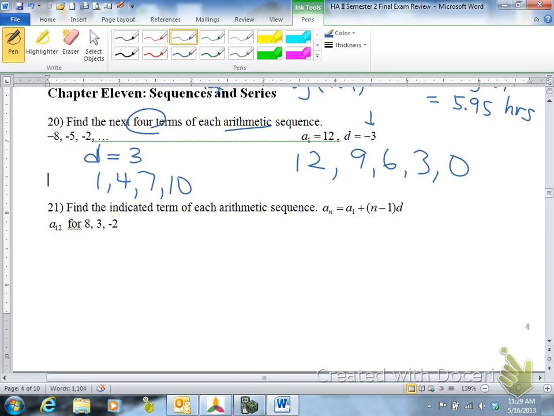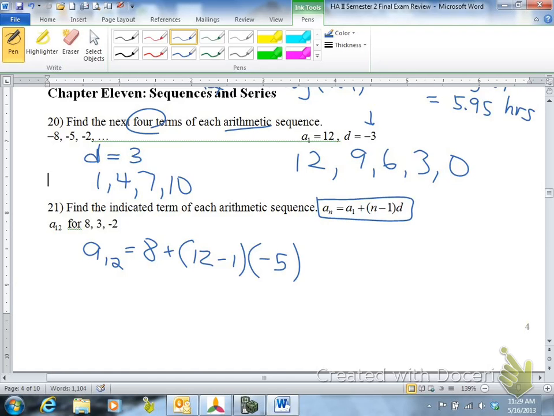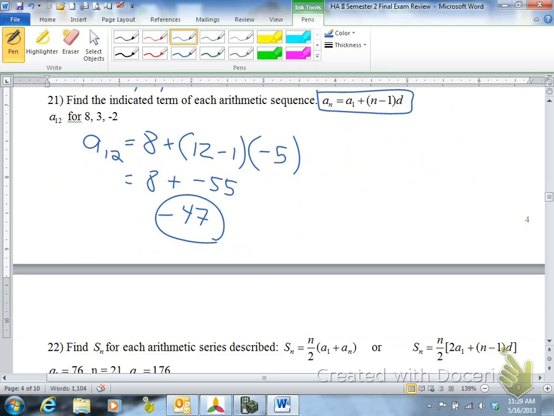Find the indicated term. No, Anissa, I will not put the formula to use right next to the question. It's a little more complicated than that. So you have a sub 12, the first term plus 12 minus 1 times d. What's d? -5. So we would have 8 plus 11 times -5. -47 is the 12th term in the sequence. Could you show how to get d? 8 to 3, 3 to -2, you're adding -5.